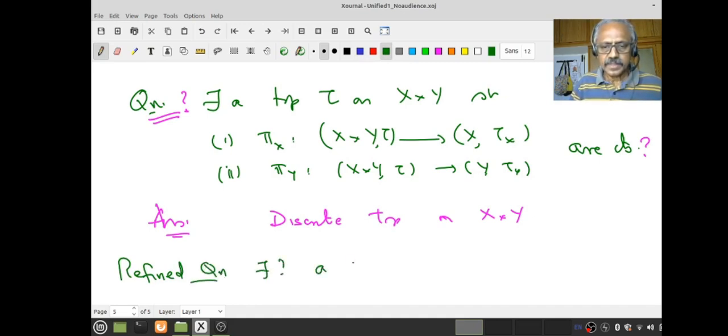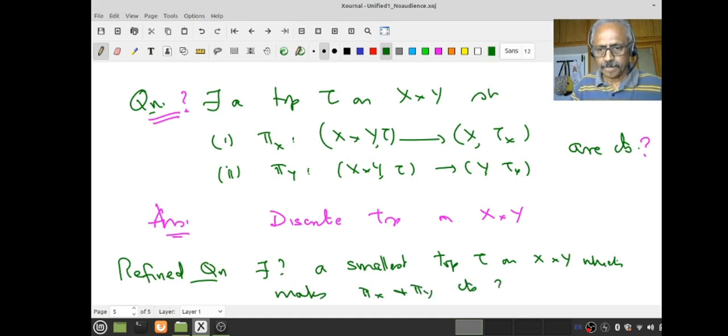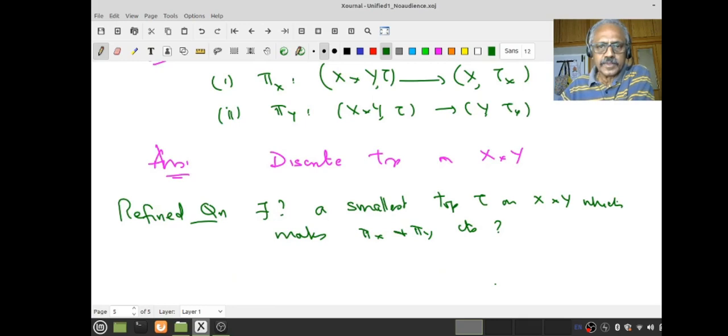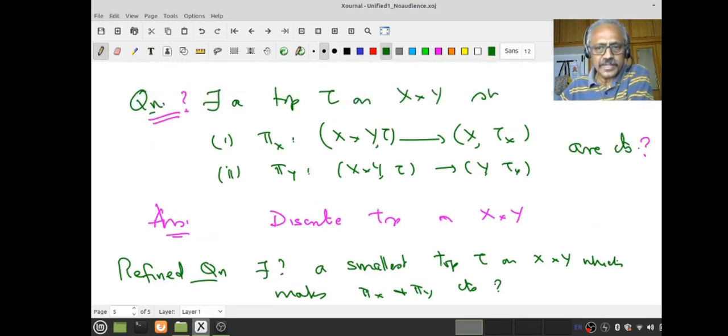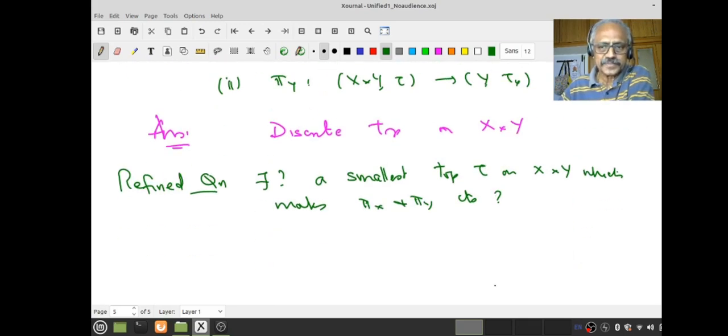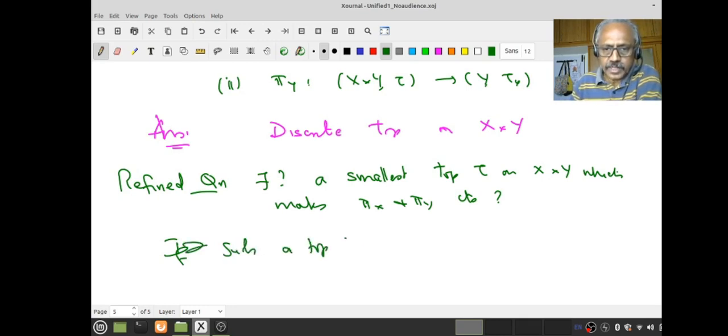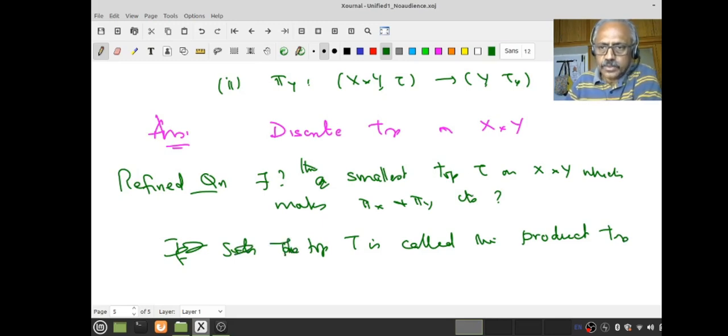Does there exist a smallest topology tau on X cross Y which makes pi x and pi y continuous as earlier? If such a topology exists, then I will call it the product topology on X cross Y. Such a topology tau, the smallest one, is called the product topology on X cross Y.